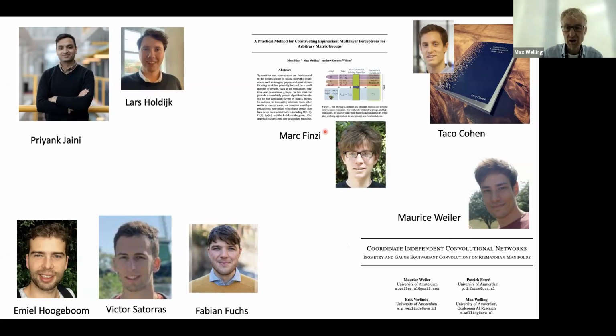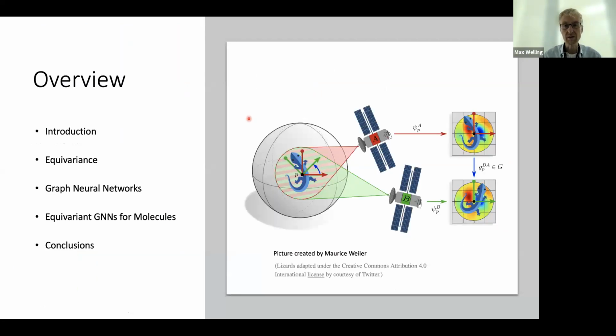And finally, and I will highlight this a bit more, with Marc Finzi and Andrew Wilson, we did this paper on basically a very nice software package to build yourself your first equivariant neural net. I don't know why I'm not advancing so easily, but okay.